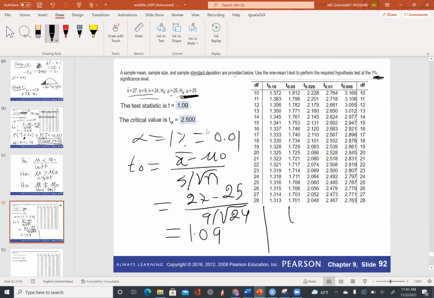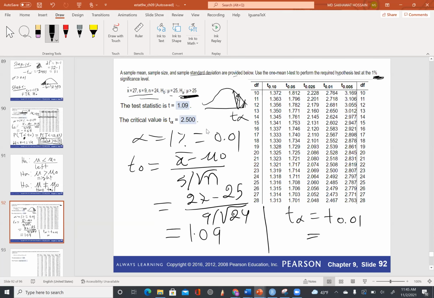Okay, so now we need to find the critical value. The critical value is t alpha, because this is a right tail test. So the rejection region will be this one. This is t alpha. This is t 0.01.